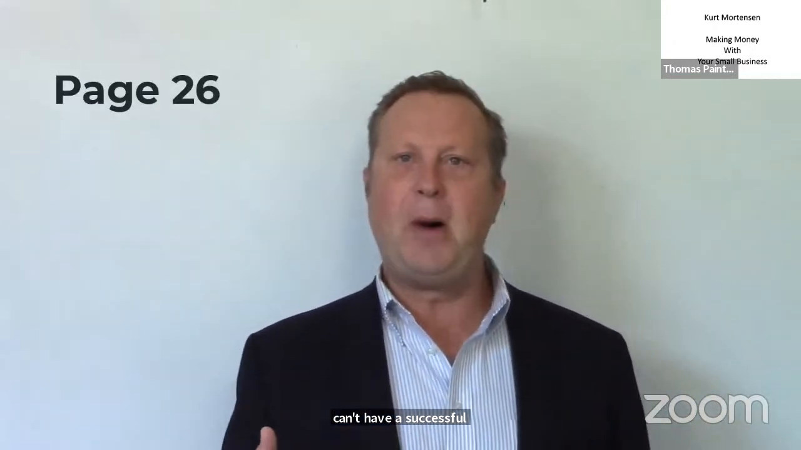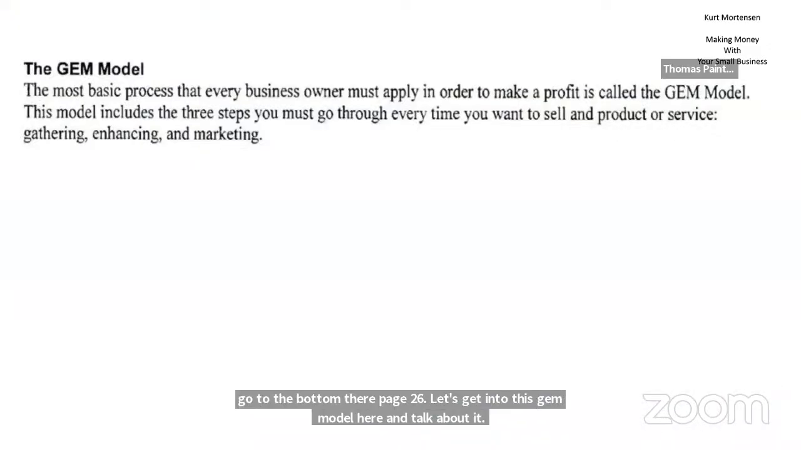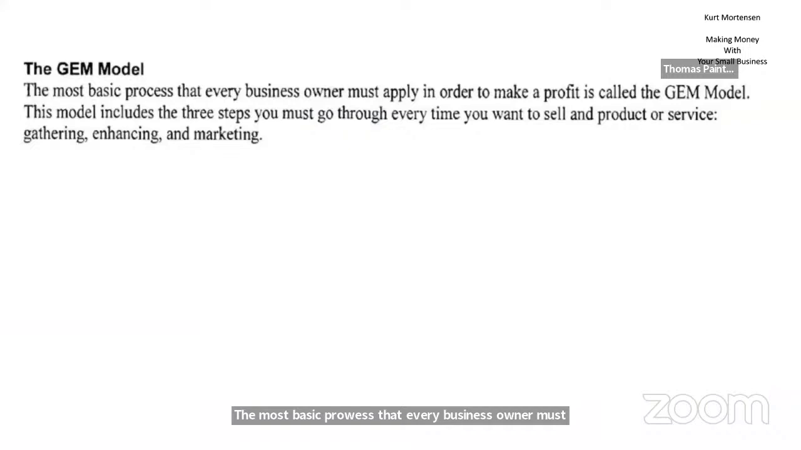Let's get into this GEM model here and talk about it. The most basic process that every business owner must apply in order to make a profit is called the GEM model. This model includes the 3 steps you must go through every time you want to sell a product or service: gathering, enhancing, and marketing. So get that: gathering, enhancing, and marketing.